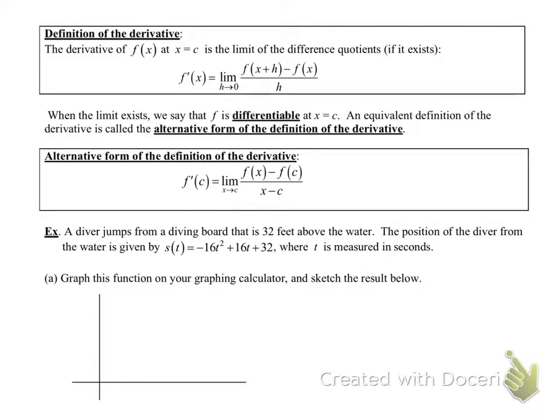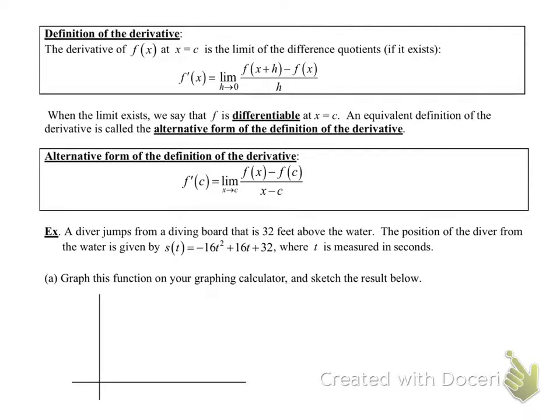An equivalent definition of the derivative is called the alternative form of the definition of the derivative. And here we're just looking at f prime of c, where the limit as x approaches c of f of x minus f of c is divided by x minus c. And that is a lot closer to algebra slope. That looks a lot more like algebra slope than what the other one does. So we're going to look at our first example.